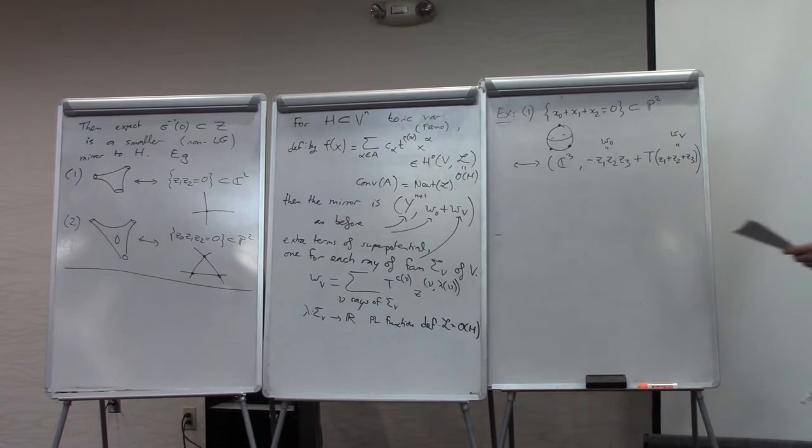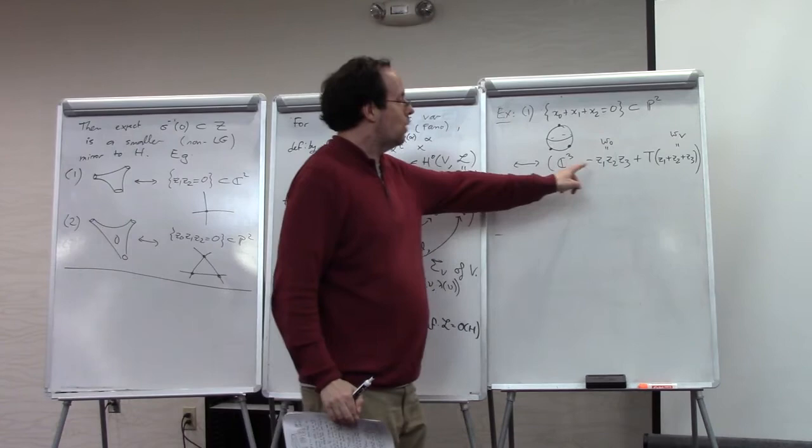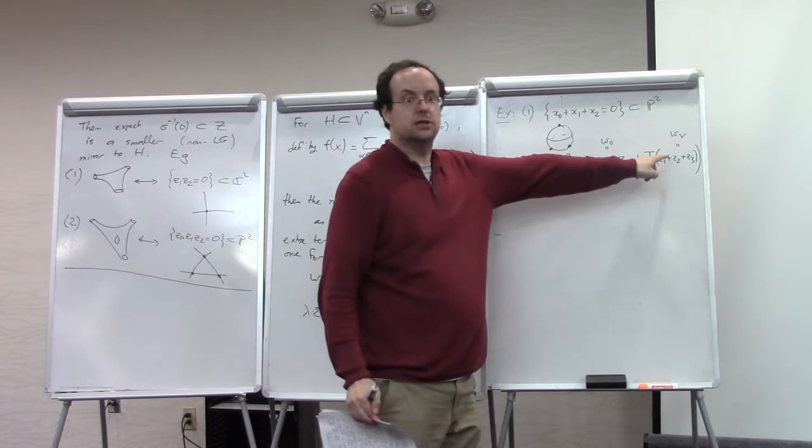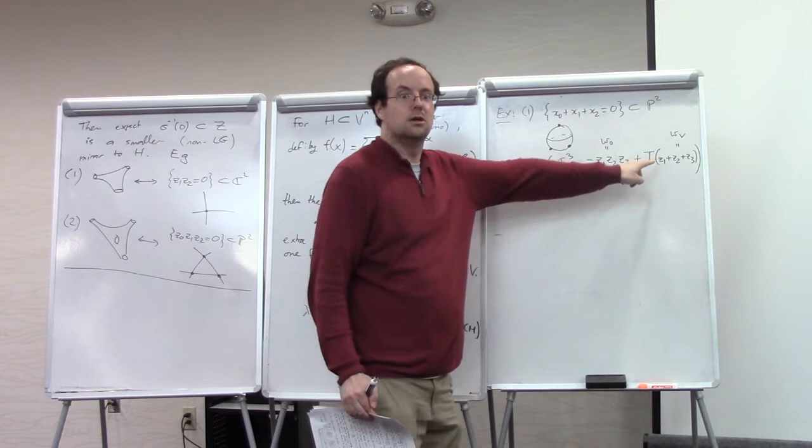And you can ask, well, what's going on here? It's debatable how you should think of this, but one possible way to convince yourself that this is not completely nuts is that this still has two isolated non-degenerate critical points with the same critical values as the usual mirror of P1. That's at least slightly reassuring.